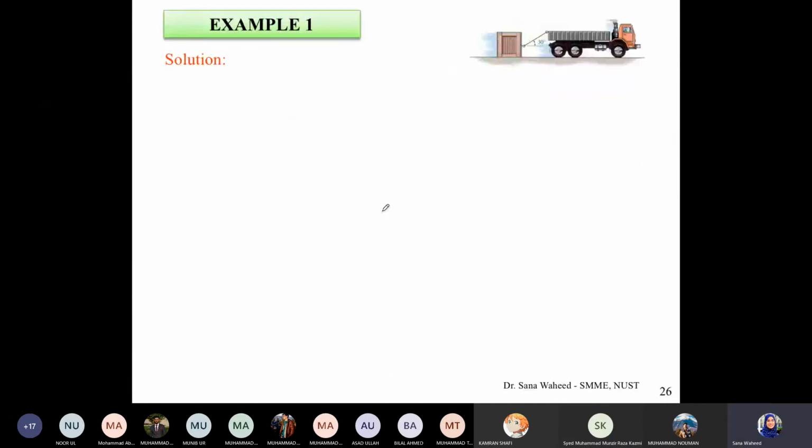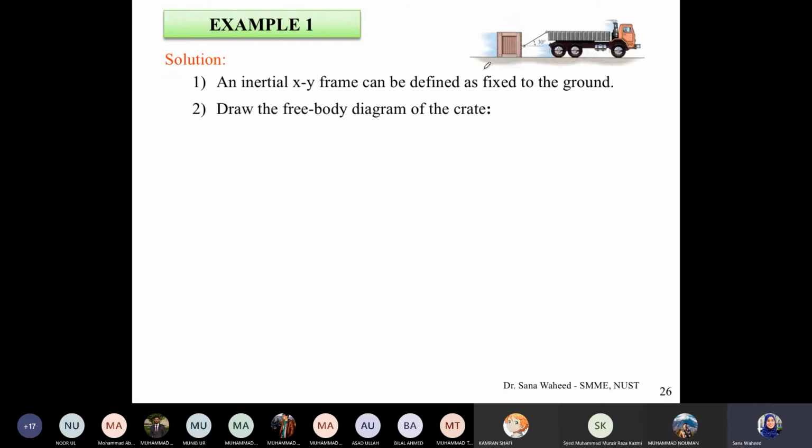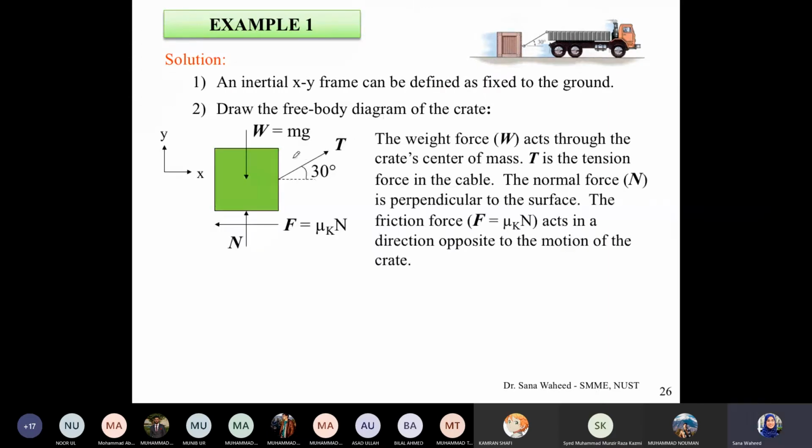Right. So the free body diagram is straightforward. We just draw the crate that we have, and all of the external forces acting on it. Now, what will be those external forces? It's going to be the weight acting at the center of gravity, the tension in the cable, which is acting at 30 degrees, the normal force exerted on the crate from the ground, and then the frictional force, which is going to oppose motion, and that's why it's going to act to the left.